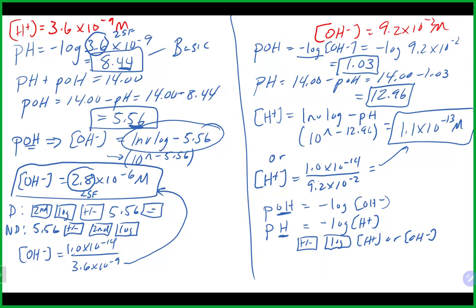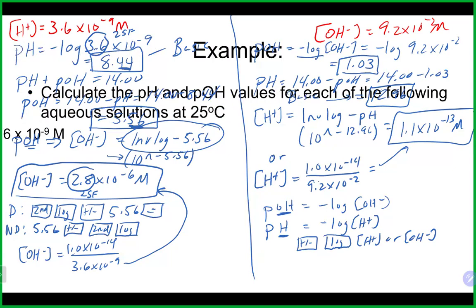And this would be acidic, basic, or neutral? This one would be basic as well. Looking at the pH, which is 12.96, it's definitely above 7 in this case. Any questions on that there? Fun with calculators. Let's try some more.